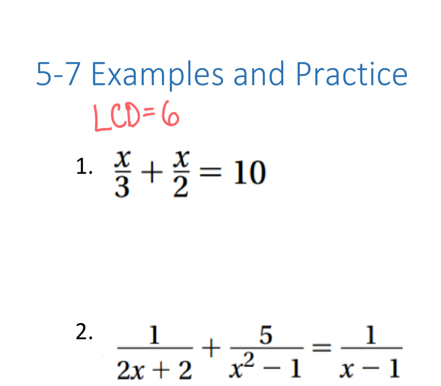Remember, the lowest common denominator is the smallest thing that 3 and 2 will go into, and that is 6. So I'm going to multiply this by 6, and I'm going to put it over 1 to remind you I'm not multiplying the top and the bottom.